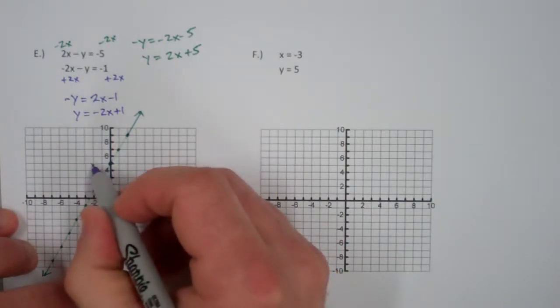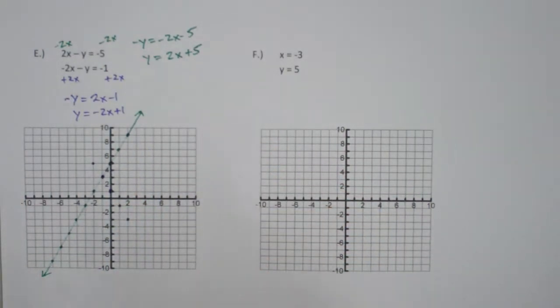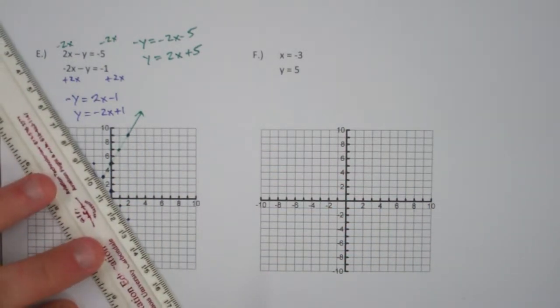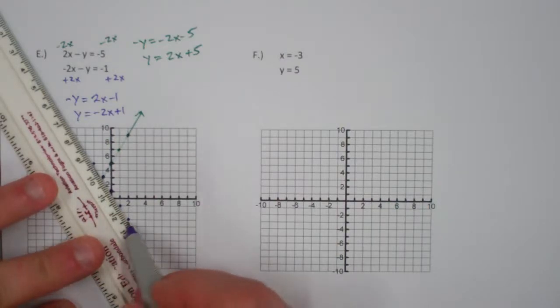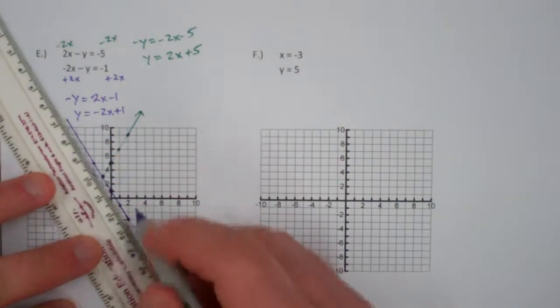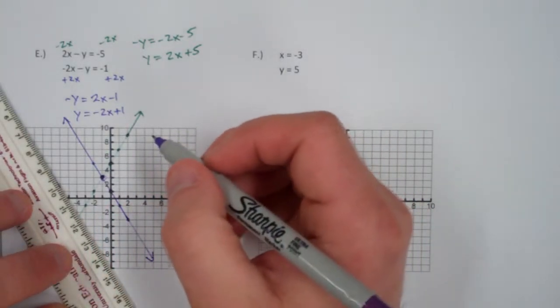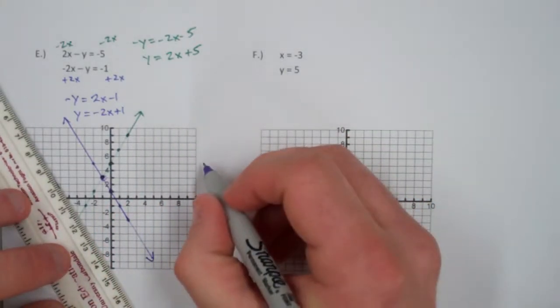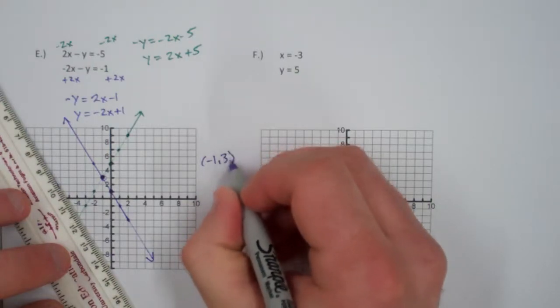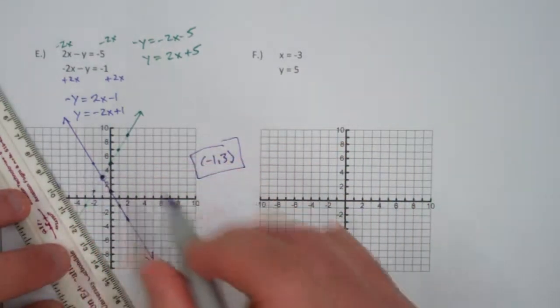And we can actually see the intersection point right now. So this is enough for the graphing section. And we can just draw our straight line here. And we can see that the intersection is going to be at negative 1, 3. And that's the answer to this one over here.